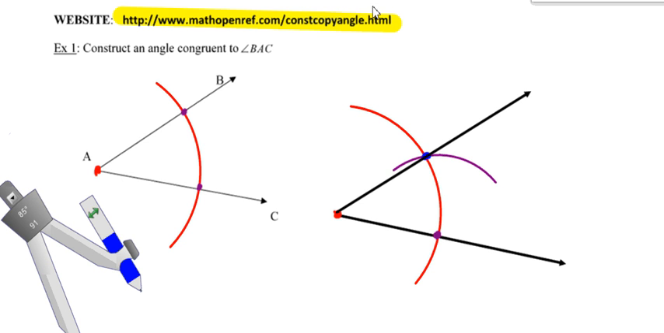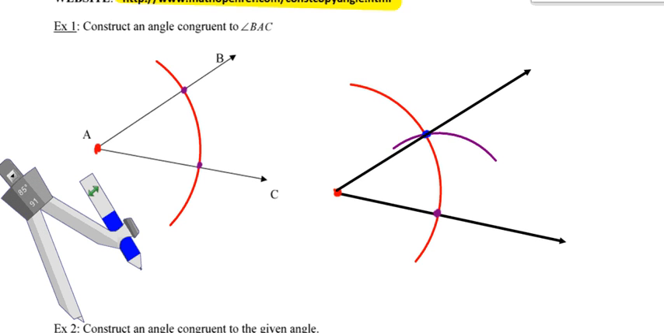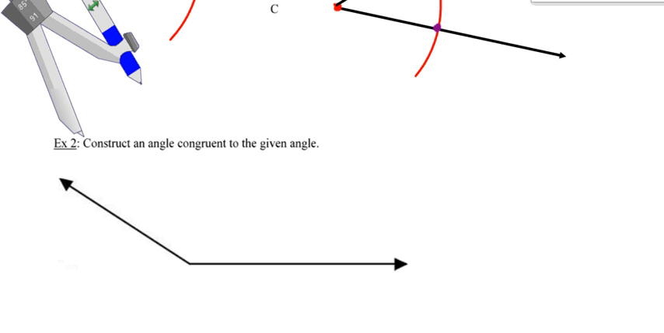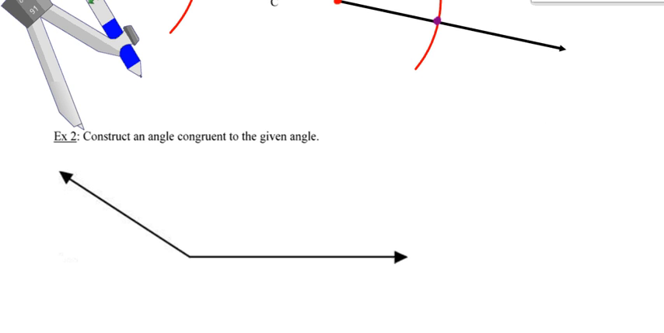Now we did this with an acute angle, but you could also do it with an obtuse angle. The steps are exactly the same, so don't get all twisted up and think, oh, I can only do that when the angle is an acute angle. We can do that for an obtuse angle as well.